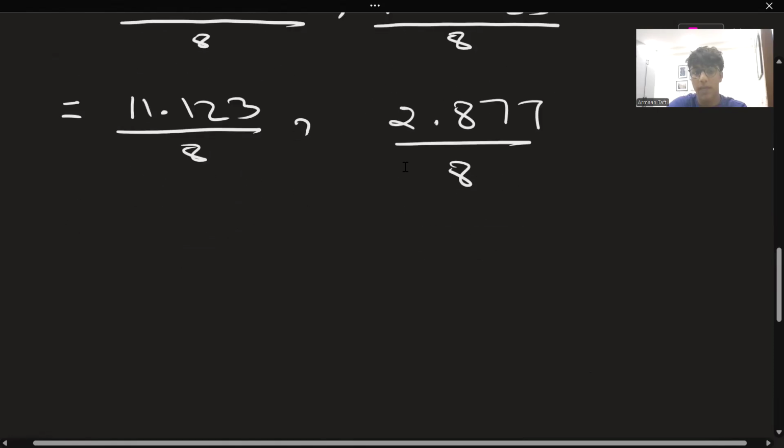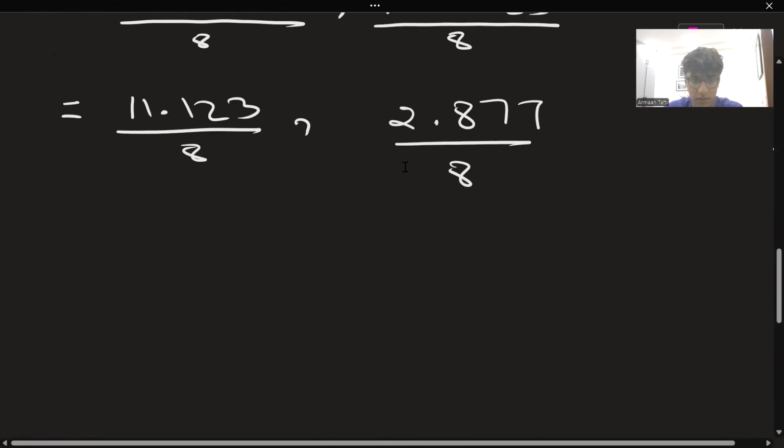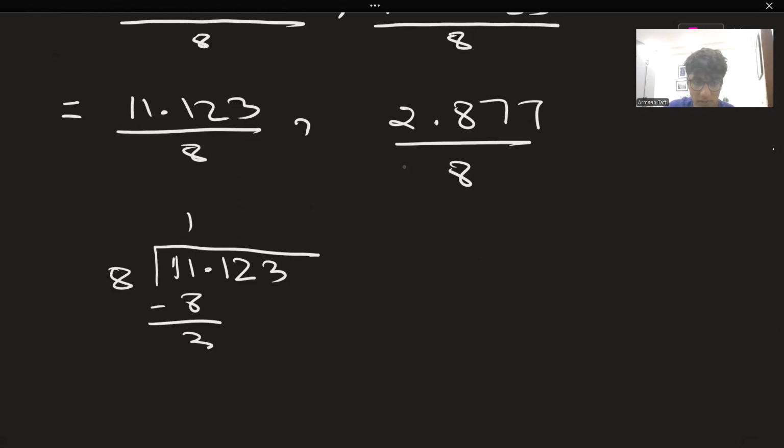And we got this. Now again, over here, if you want, you can long divide this, but I'll just do that for this part. So 11.123 divided by 8. 8 ones are 8. Take your time on this.